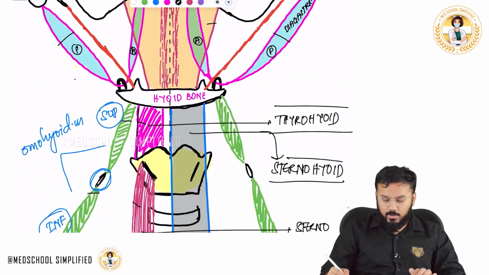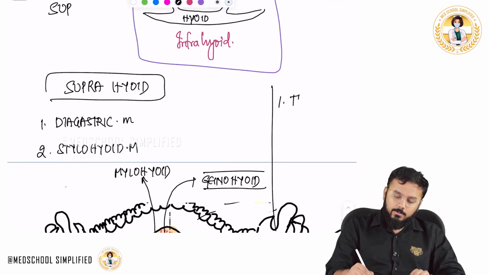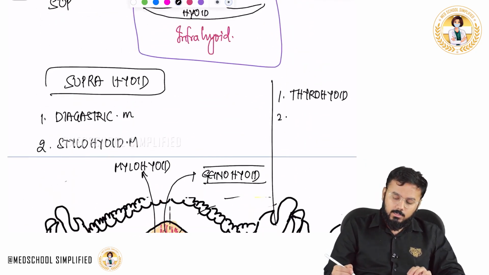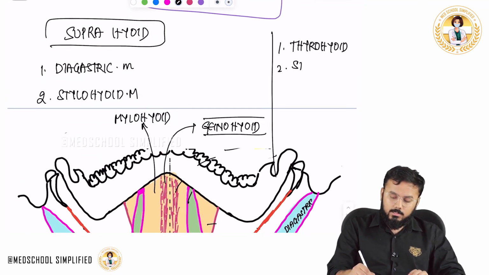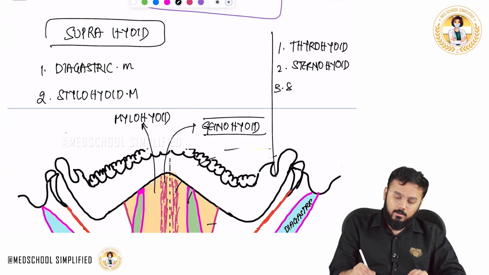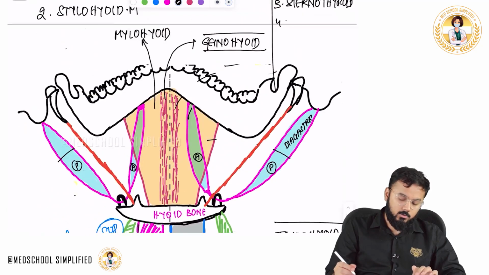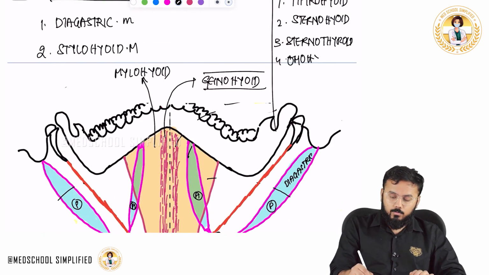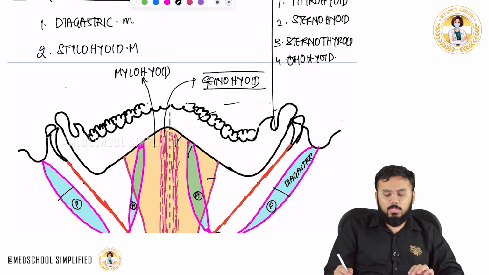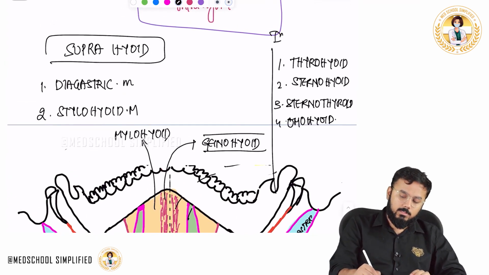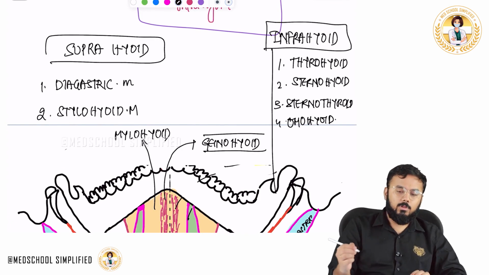So the first important infrahyoid muscle, what is that? Thyrohyoid. Another one is sternohyoid and sternothyroid. And the fourth important one, what is this? Omohyoid muscle, right? So these are the 4 important infrahyoid muscles. These are your infrahyoid group.